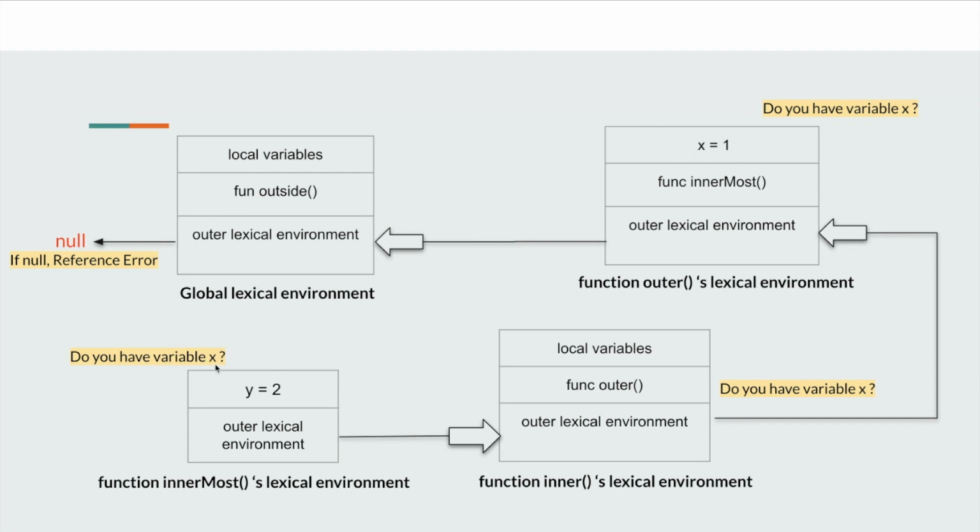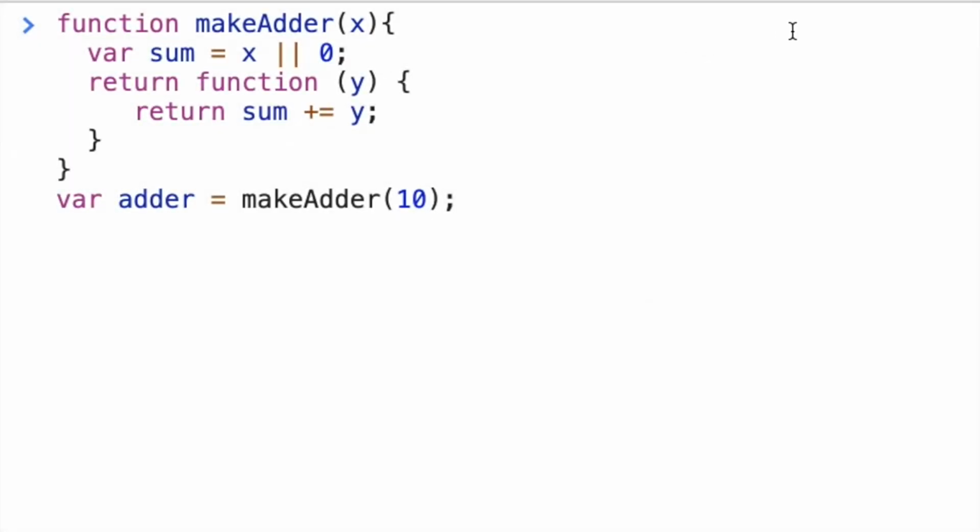But what if the variable x was not defined in the outer function as well? So the chain would have moved ahead to the global lexical environment. If the x was present there, we would get this variable in that particular execution. But if the x was not there as well, the lexical environment there would have returned a null, which would have resulted in a reference error. So that was the overview of lexical environment. If you want to dig deeper into the concept, I will attach the documentation of ECMAScript in the description box below.